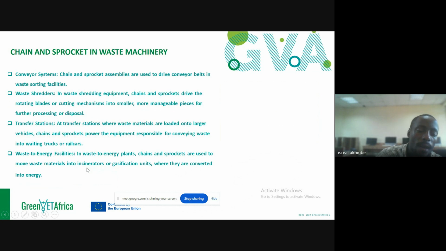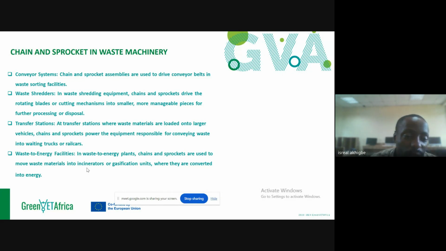Now let's talk about the chain and sprocket in waste machineries. Conveyor system: chain and sprocket assemblies are used to drive the conveyor belt in a waste sorting facility. We can also use them in waste shredders. In waste shredding equipment, chain and sprocket drive the rotating blade or cutting mechanism to break waste into smaller, more manageable pieces for further processing or disposal.